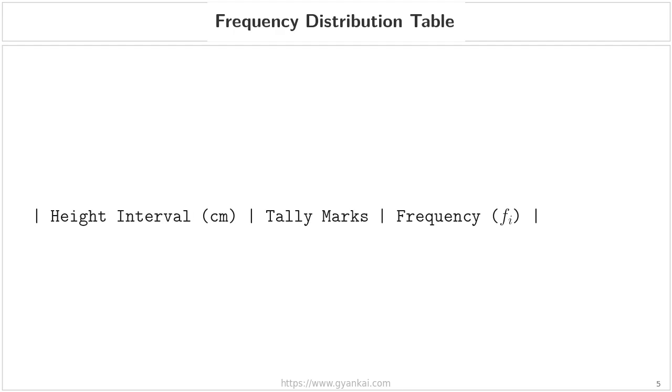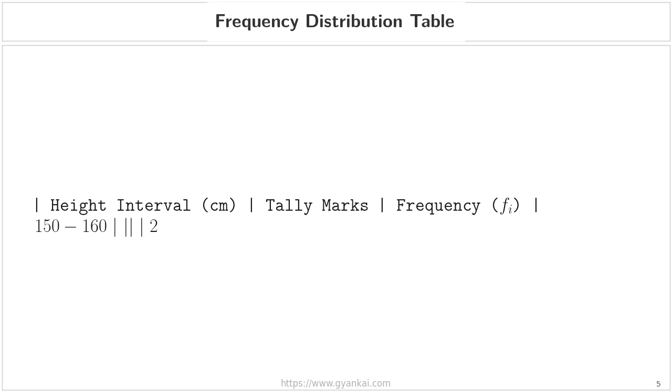Frequency distribution table. Now that we have walked through the step-by-step process of sorting our raw data, let's take a look at the final result presented in this frequency distribution table. This table is the culmination of everything we just discussed. Looking at the first column, which represents our height interval in centimeters, we see our organized ranges. Starting from 150 to 160, then 160 to 170, followed by 170 to 180, and finally 180 to 190.